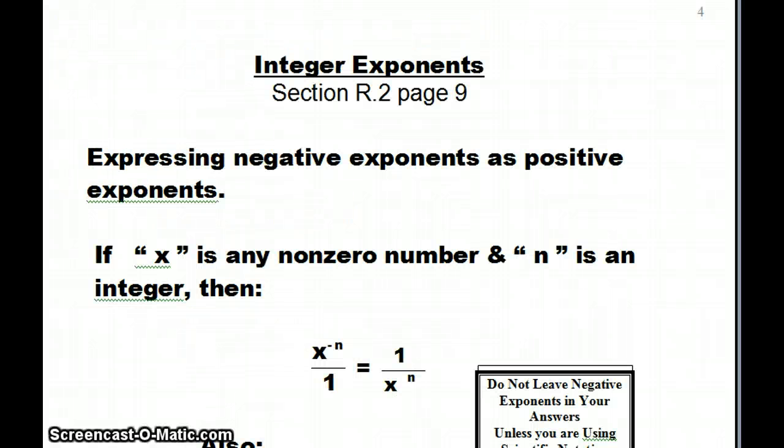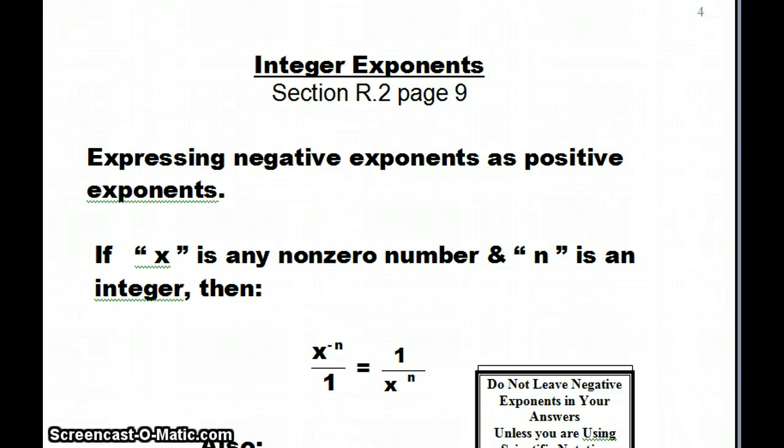On page 4 of your lecture notes, we're going to talk about how to express things if we have negative exponents. Remember, the definition that we used for an exponent was indicated repeated multiplication, but those were all for positive exponents that we were talking about. So we're going to learn how to change a negative exponent and make it a positive exponent.